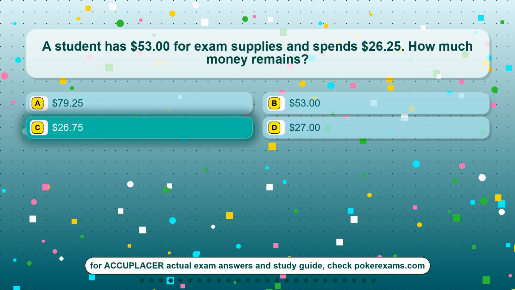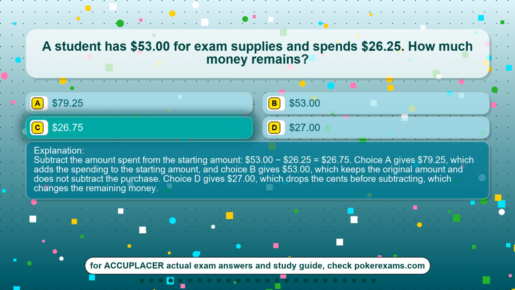The correct answer is option C, $26.75. Subtract the amount spent from the starting amount. $53 minus $26.25 equals $26.75. Choice A gives $79.25, which adds the spending to the starting amount, and choice B gives $53, which keeps the original amount and does not subtract the purchase. Choice D gives $27, which drops the cents before subtracting, which changes the remaining money.